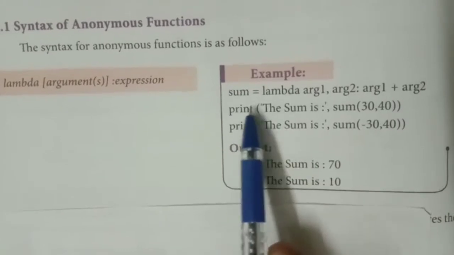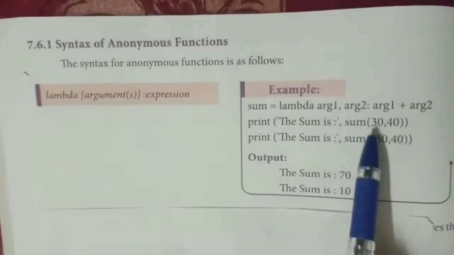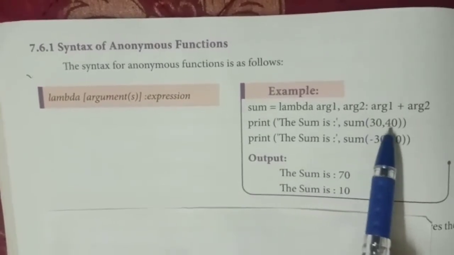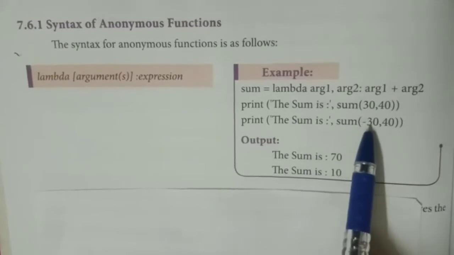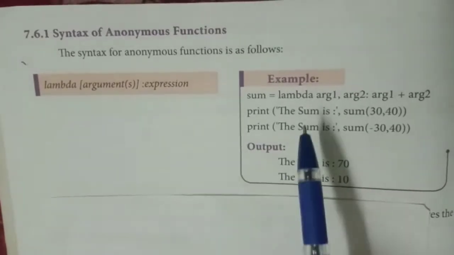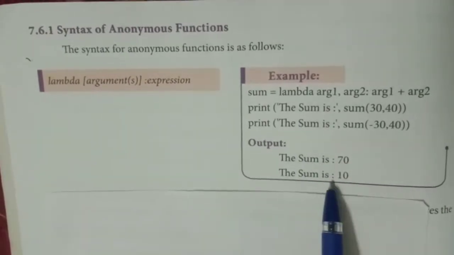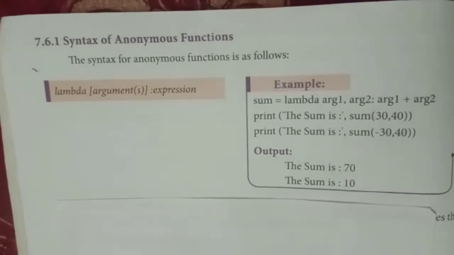Next, we are going to print the sum. The argument values are given as 30 and 40. Second step is, again you are going to print the value minus 40 and minus 30 and 40. Now when you execute this program, you will get the answer as 70 and 10. This is the way of using anonymous function.